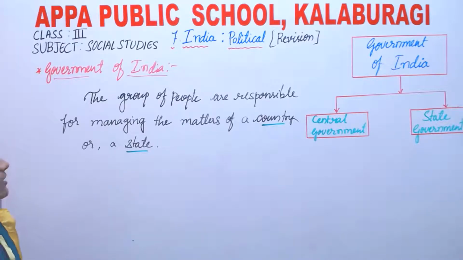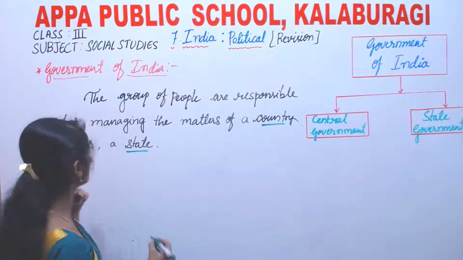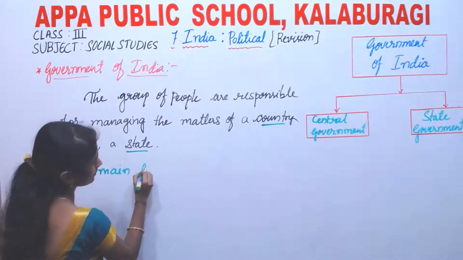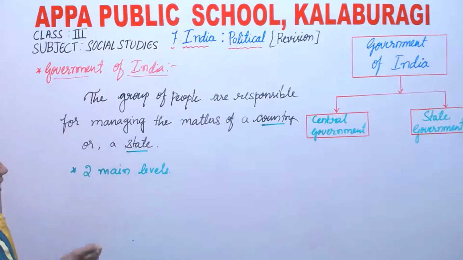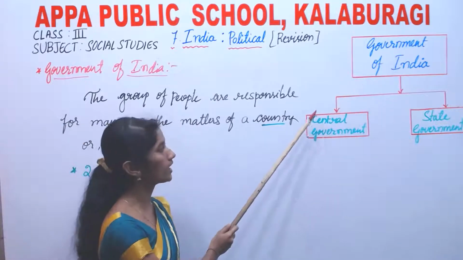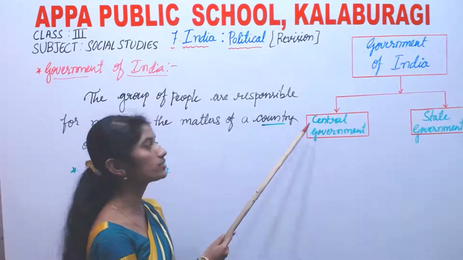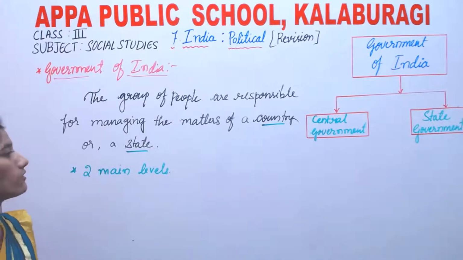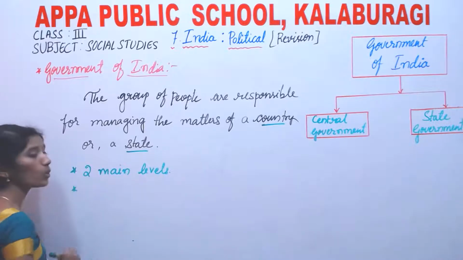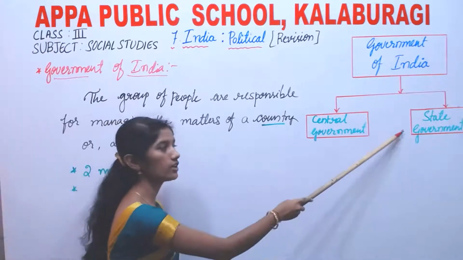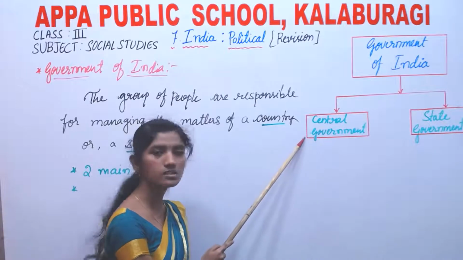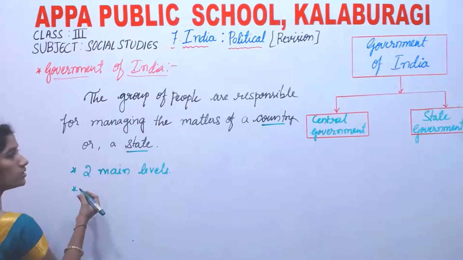Next, in the government, how many levels are there? There are mainly 2 main levels in the government of India. One is the central government, another one is the state government. Each state has its own government, but the union territories are directly governed by whom? By the central government.